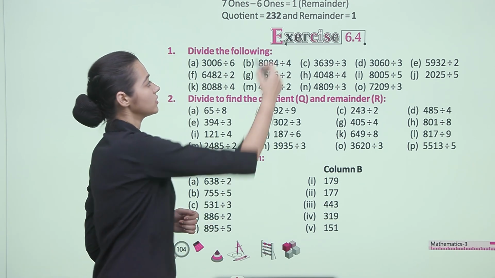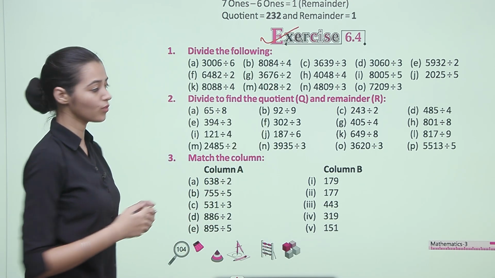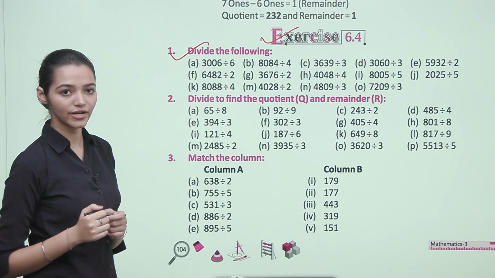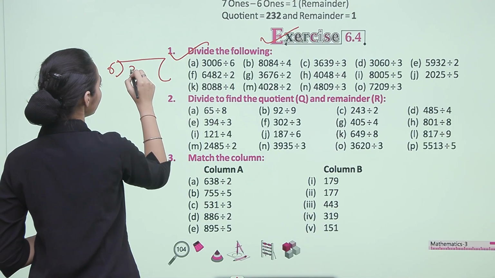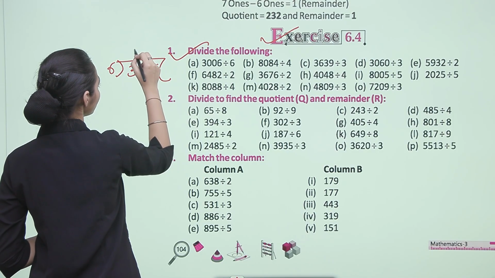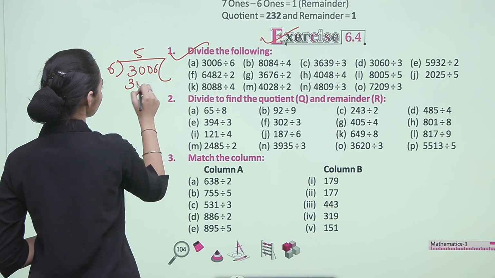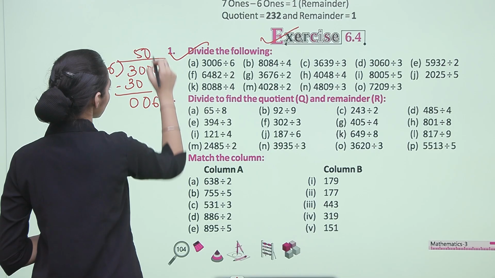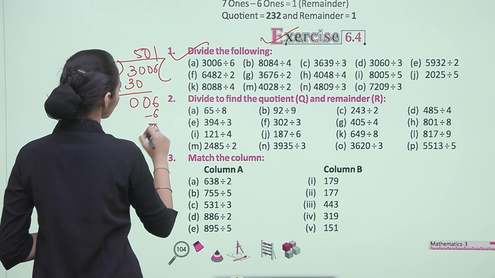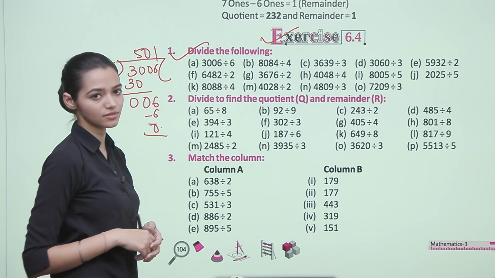Now let's start with exercise 6.4. In the first part we have to divide the following. So here we get 6 divided by 3, 5s, 6 5s are 30, 0, again 0, 6, 1s 6, so 501 is the correct answer.